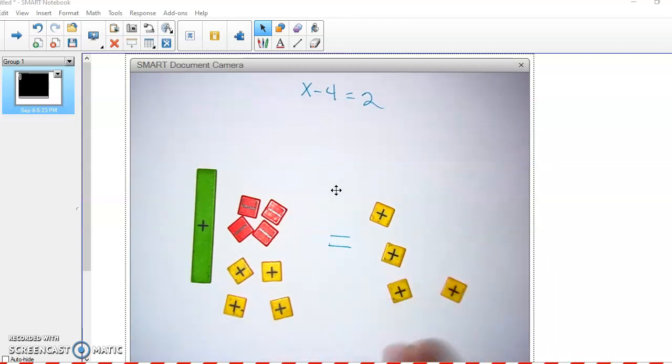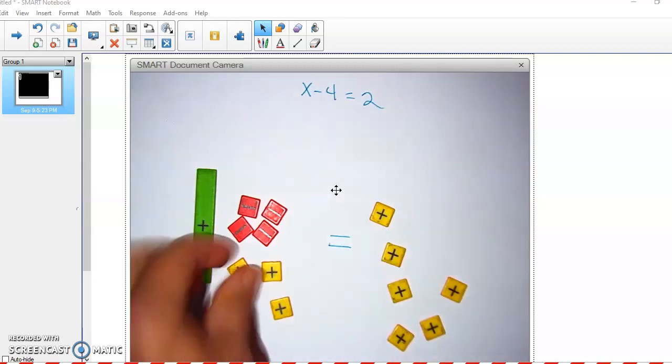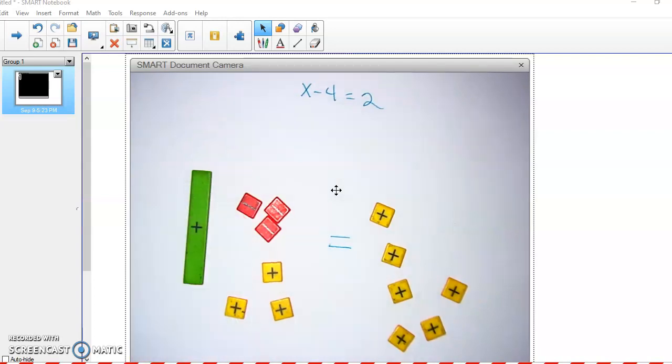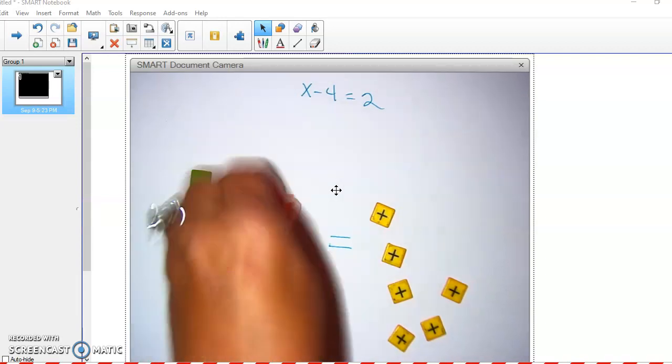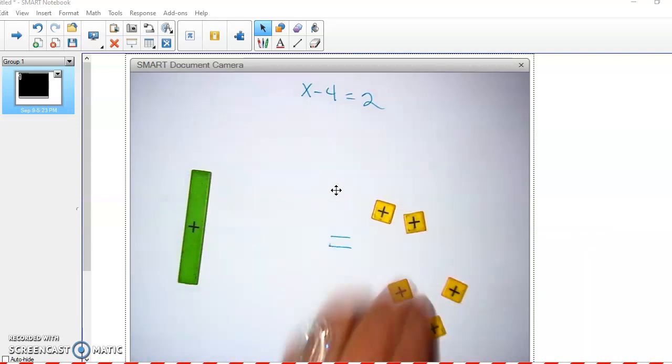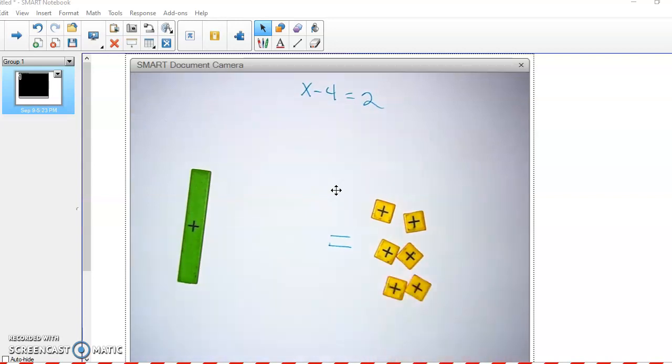There's 1, 2, 3, and 4. So the next thing I'm going to do is create my 0 pairs. And now x equals 2, 4, 6. So your answer is x equals 6.